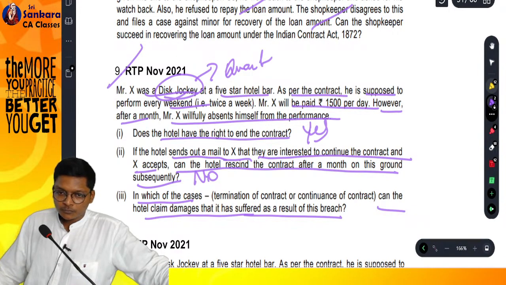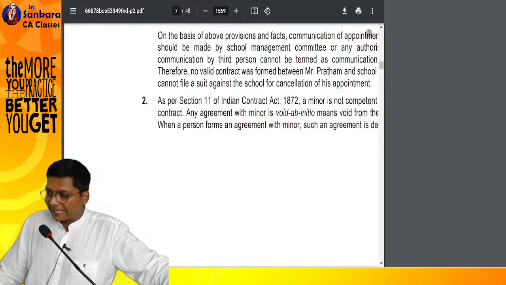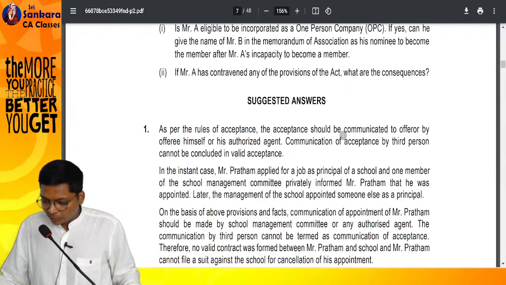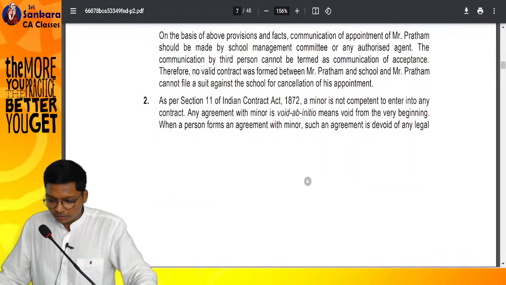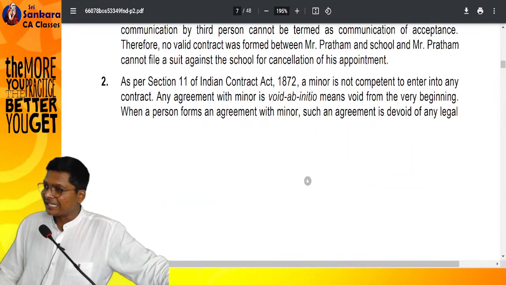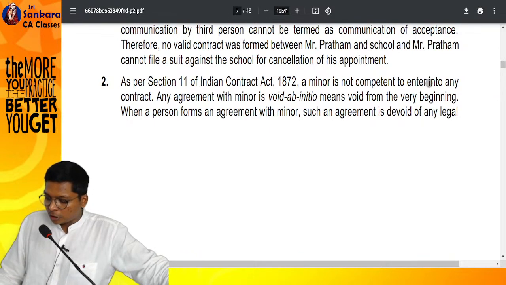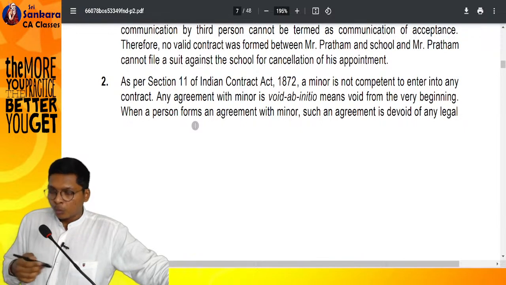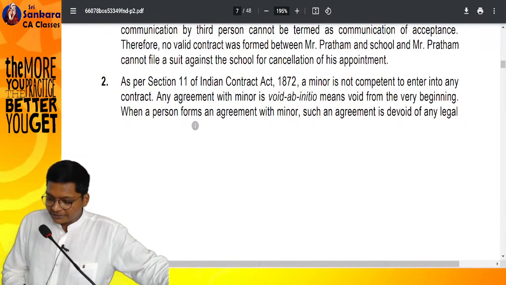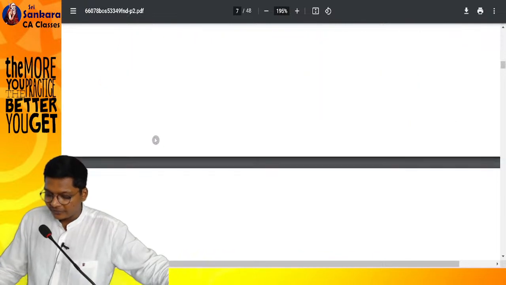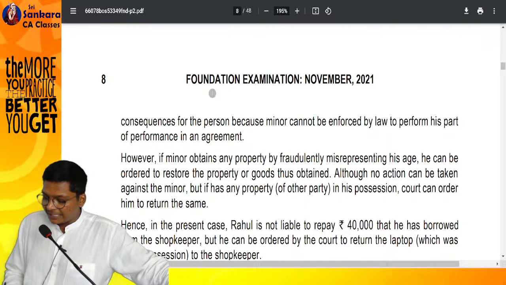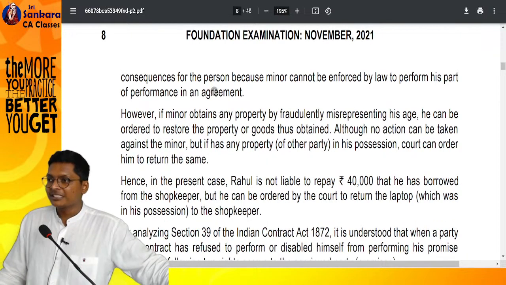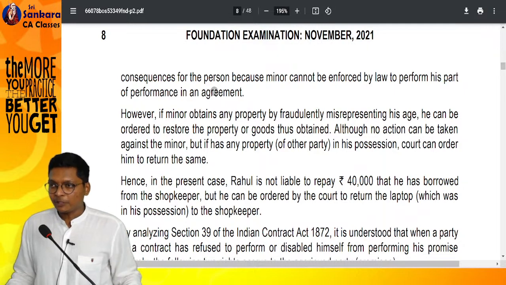Anybody has a doubt? Now let me go to the previous question, the minor question, since some of you had a doubt. I have just downloaded the RTP of that. This is that Rahul question. Let's read the answer. As per section 11, a minor is not competent to enter into a contract. An agreement with a minor is void ab initio, from the very beginning. When a person forms an agreement with a minor, such an agreement is devoid of any legal consequences, because the minor cannot be enforced to perform his part of the agreement. This part clear?